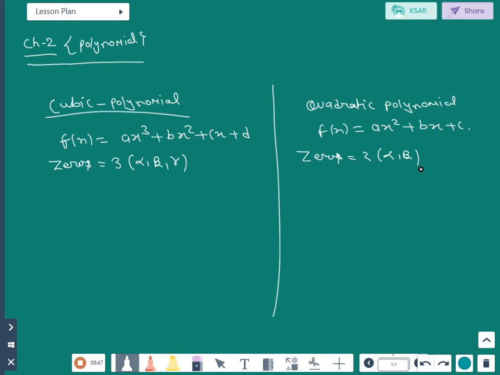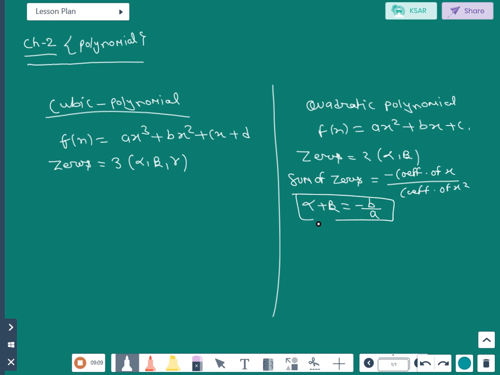Now students, we will find the sum of zeros first in the quadratic polynomial. So sum of zeros is equal to minus coefficient of x divided by coefficient of x square. So sum of zeros, alpha plus beta, is minus b upon a. You do not learn alpha plus beta. What you have to learn is: sum of zeros is equal to minus coefficient of x divided by coefficient of x square.